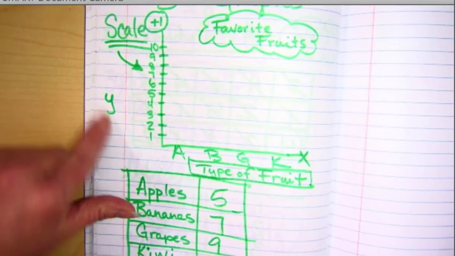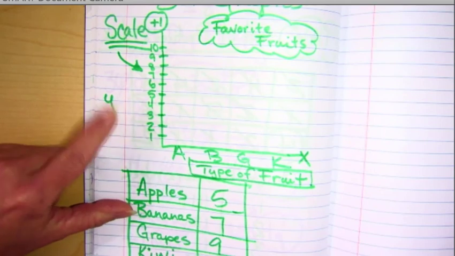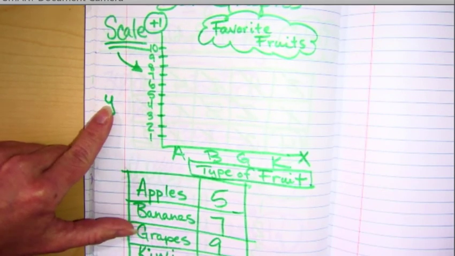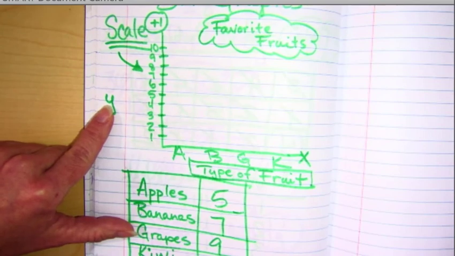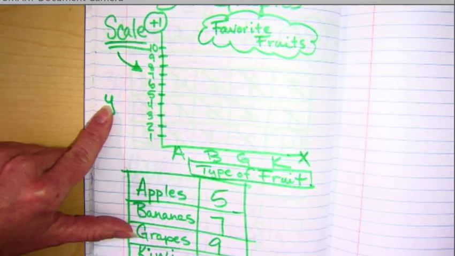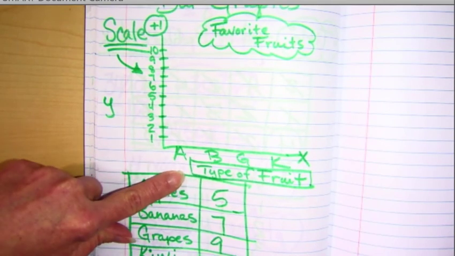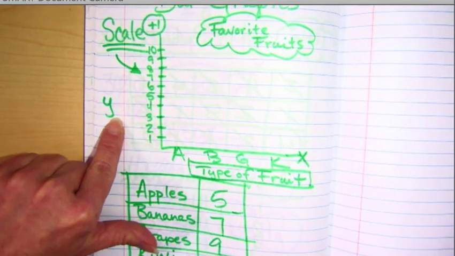What label would I have for the y-axis? What would be an appropriate label for the y-axis? This is what your questions for 5th grade look like. It's not how many apples are there on the bar. Isaac, what do you think? Number of votes. Number of votes, or those votes represent what? Number of favorites. Nope. Favorite fruits. No. Favorite fruits is our title. Type of fruit is the bottom.